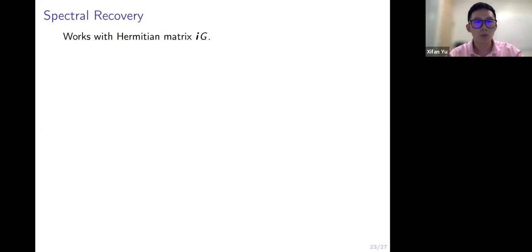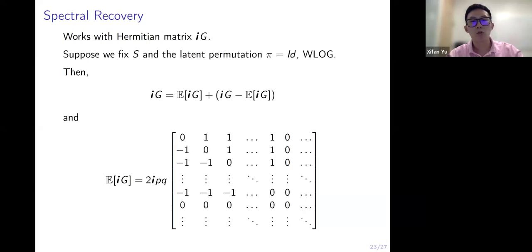So we will work with a Hermitian matrix I times G. Recall that G is skew symmetric, so that when we multiply the imaginary unit I to G, we get a Hermitian matrix. Suppose we fix S and the latent permutation pi, and let us suppose the permutation is the identity permutation without loss of generality. Then we can decompose I times G into a deterministic part, the expectation of I times G, and the random part.